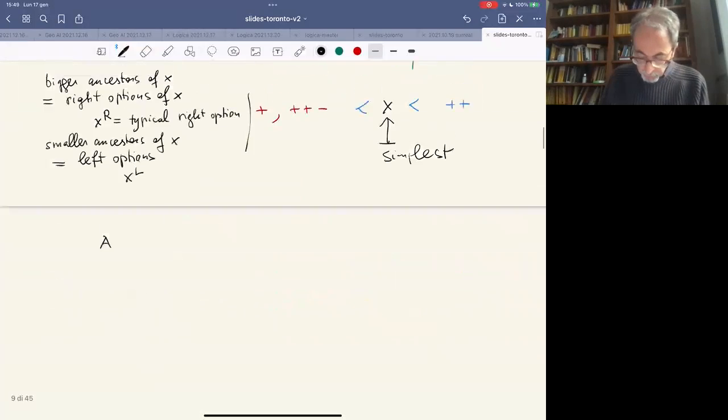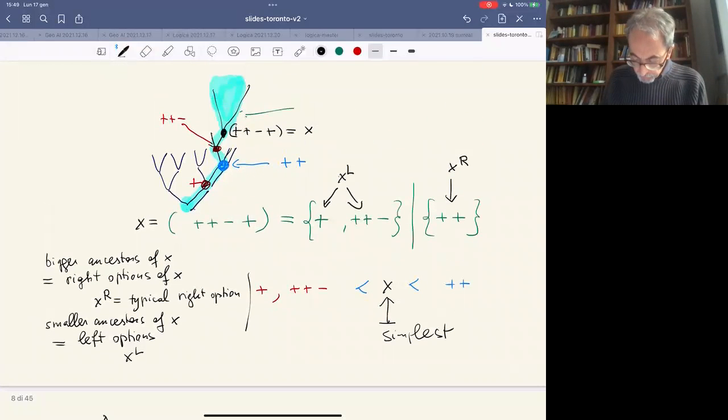Sorry, I didn't understand why plus is a left option. Plus is a left option because, first of all, plus is an ancestor of my X, right? Because it's closer to the root. So it's on the path to the root. Secondly, this plus is less than plus plus minus plus. Why is it less? Because every descendant of the X is a descendant of the right child of plus. So it's bigger than plus.